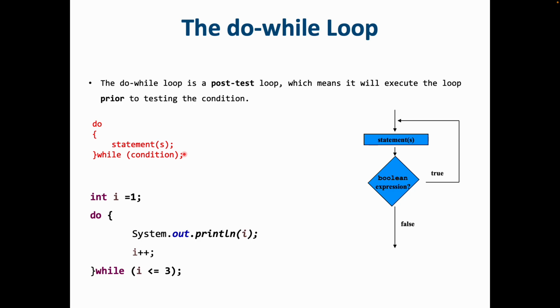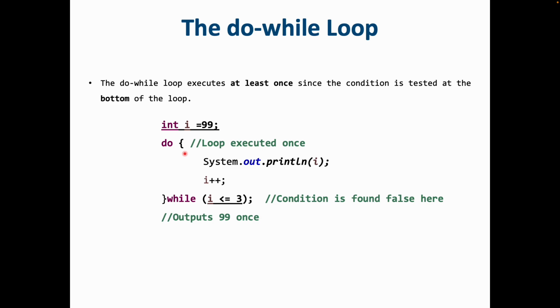Yes, so we go again, and then we print again, we print 2, we increment it to 3, and then we check again, is that true? Yes, so we go again, we print 3, increment it to 4, and then we check, okay, it's not anymore less than or equal to 3, so we exit, and then we continue the execution. So this guarantees that it runs at least once.